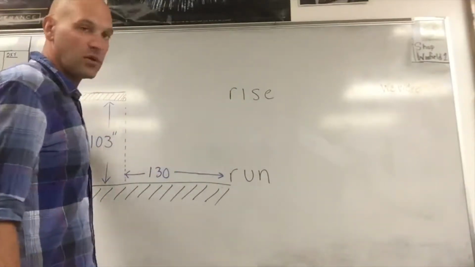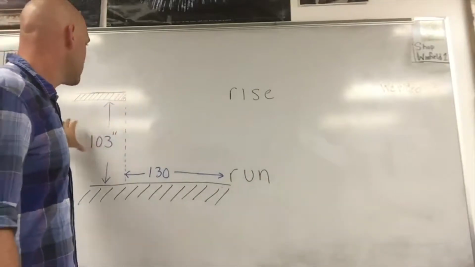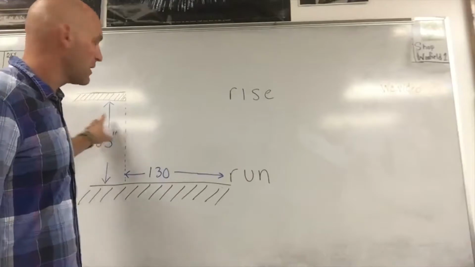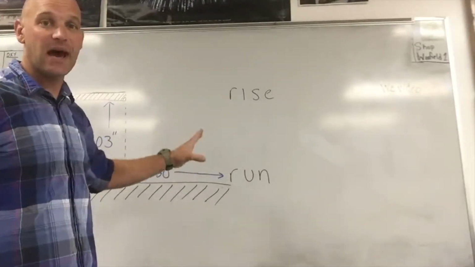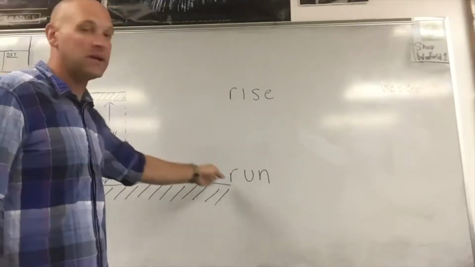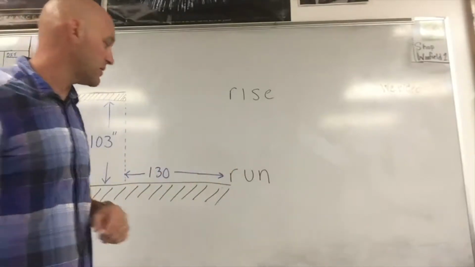So here, we're going to have these numbers pulled out hypothetically. We have a rise of 103 inches. We have a run of 130 inches. Now, what kind of board will we need for a stringer? Well, let's use the Pythagorean theorem.